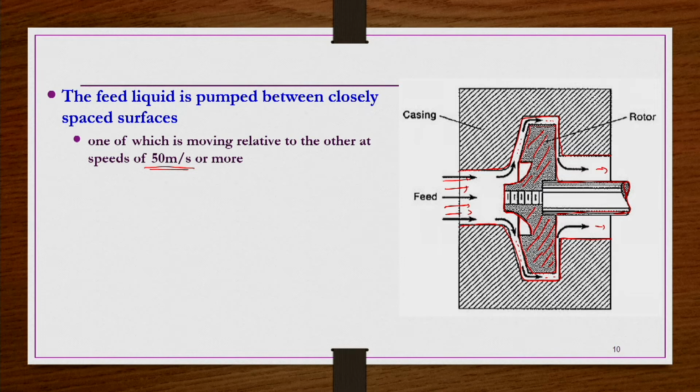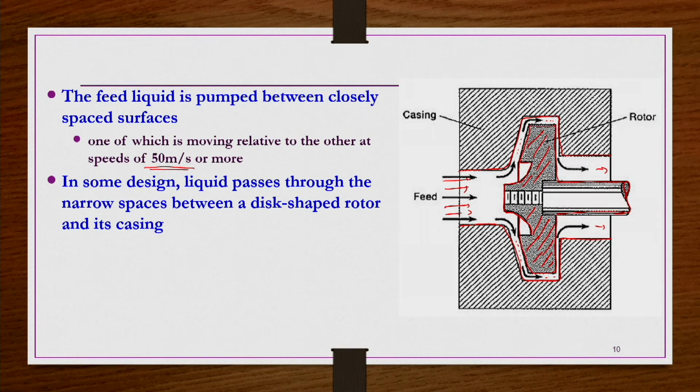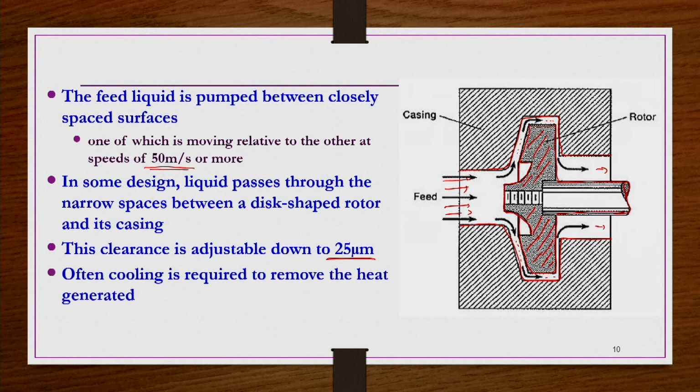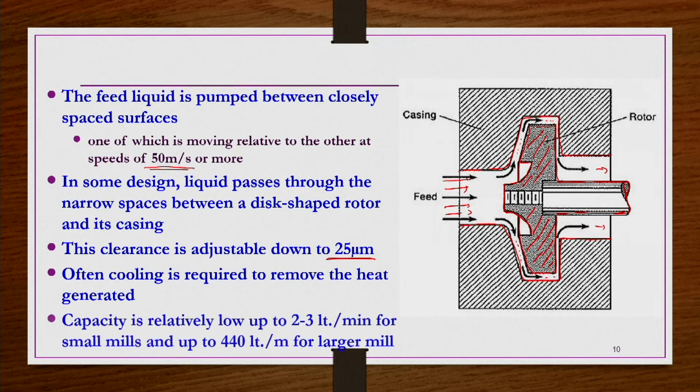In some designs, liquid passes through the narrow spaces between a disc-shaped rotor and its casing. The clearance is adjustable down to 25 microns. The gap between the casing and the rotor can be reduced to as small as 25 microns, that is, they are almost touching each other. Often cooling is required to remove the heat generated in colloid mills.